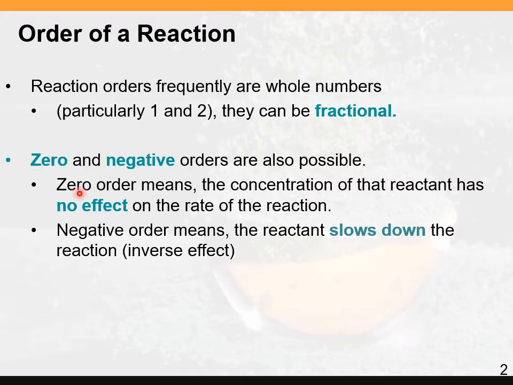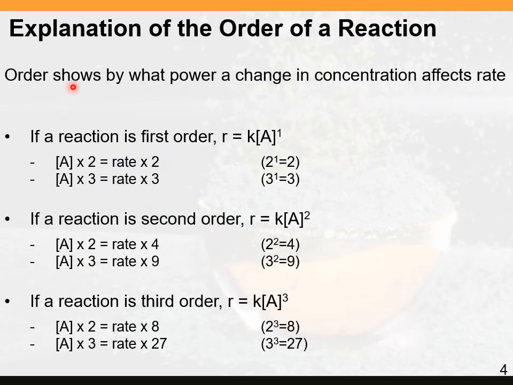Zero order means the concentration of that reactant has no effect on the rate of that reaction. If you think of it mathematically, a concentration raised to the 0 power equals 1. So it takes the concentration term out of the rate law, meaning that the rate is independent of the concentration of that species. The concentration has no effect on the rate of the reaction. A negative order means the reactant slows down the reaction. That's an inverse effect. The higher the concentration, the slower the reaction rate. Order shows by what power a change in concentration affects rate.